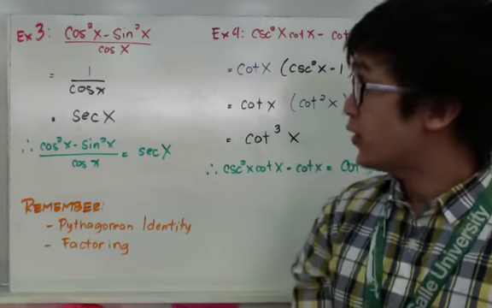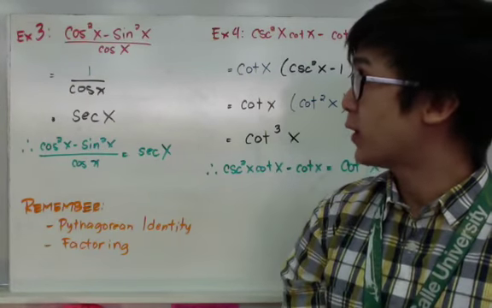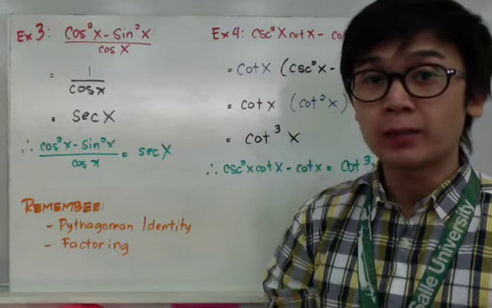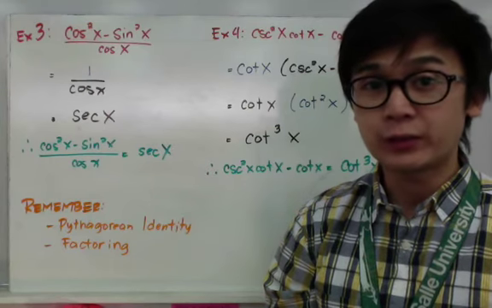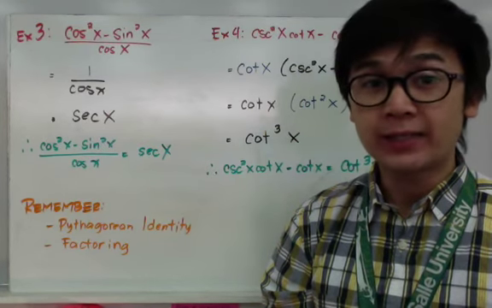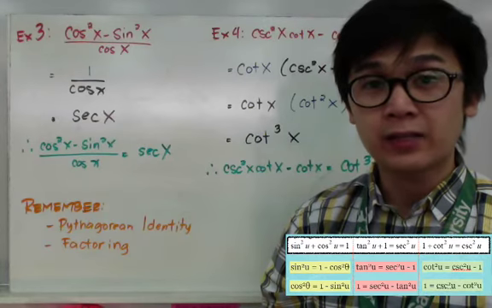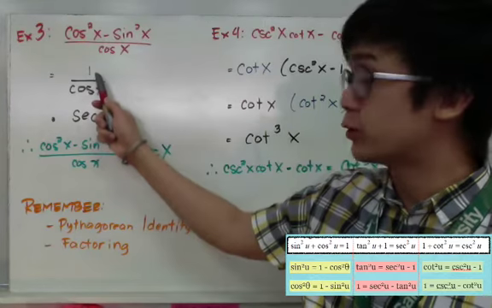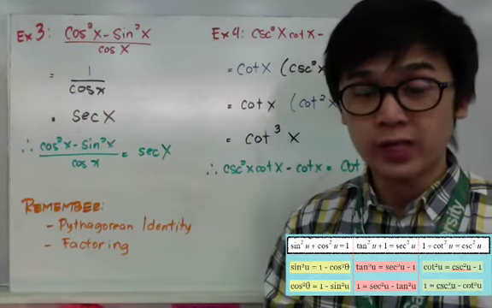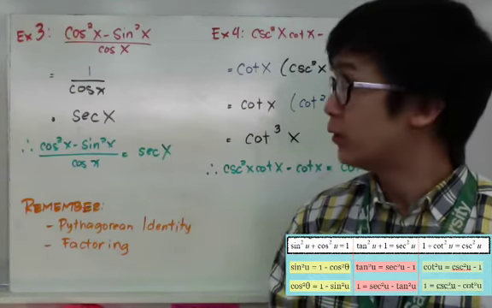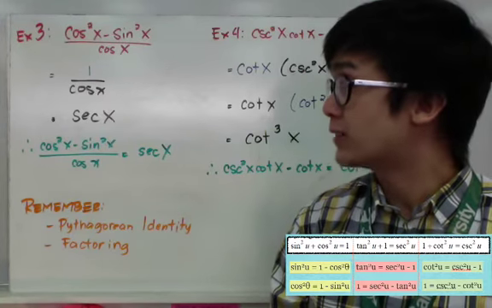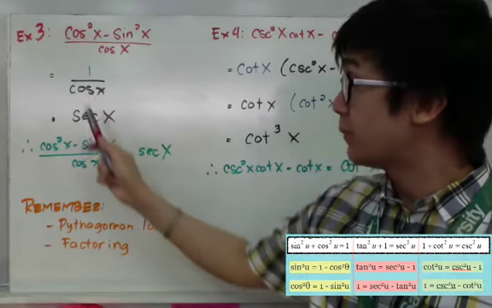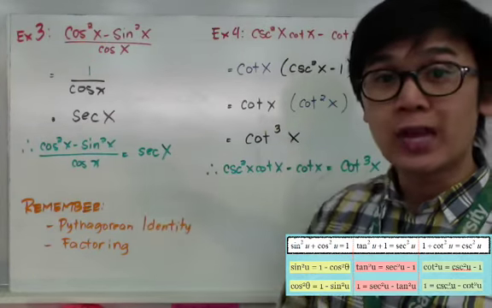Now for my third example, I have cosine squared x minus sine squared x all over cosine x. Now, in this case, my numerator is the more complex trig function, and I'm going to simplify it using the Pythagorean identity. So I know that cosine squared x minus sine squared x is equal to 1 from my Pythagorean identity, so I can change the numerator into 1, leaving me with 1 over cosine x. And from my reciprocal identity, 1 over cosine x is simply secant x. Therefore, this complex fraction can be simplified into secant x using our trig identity.